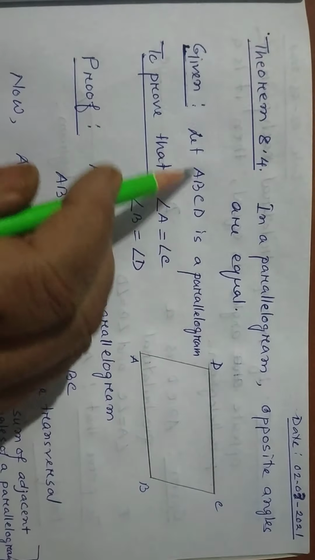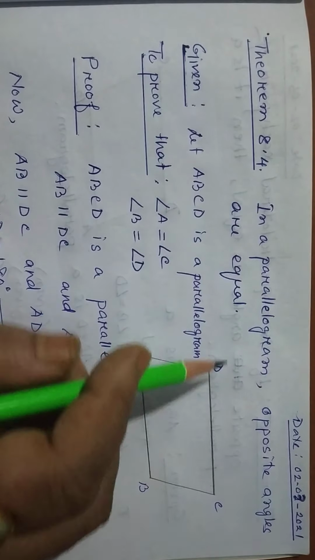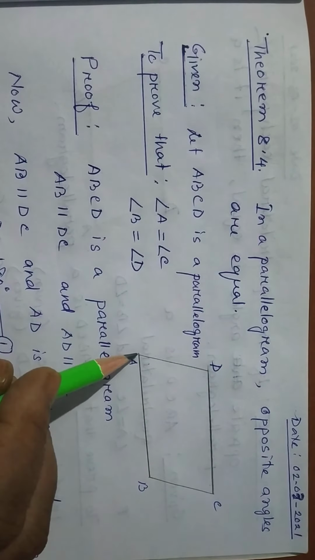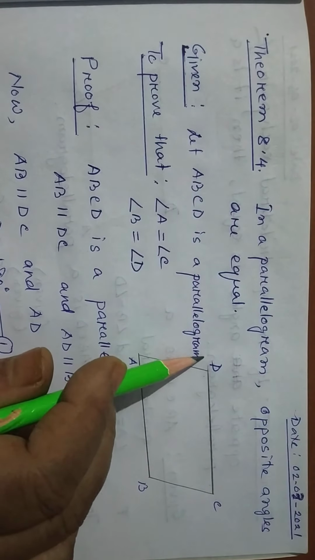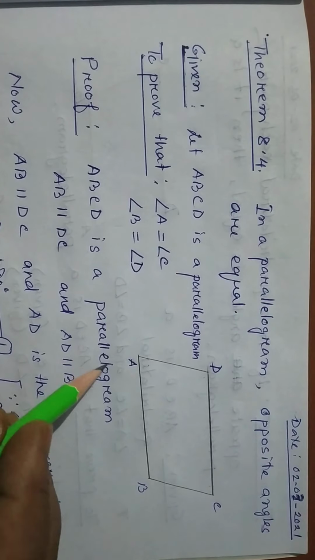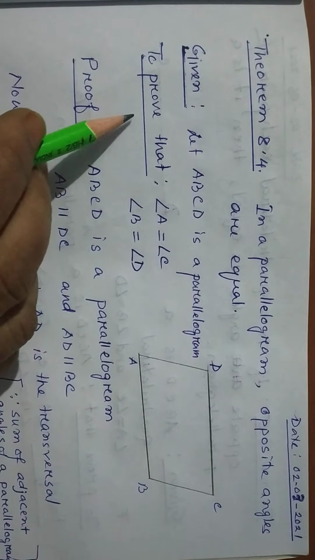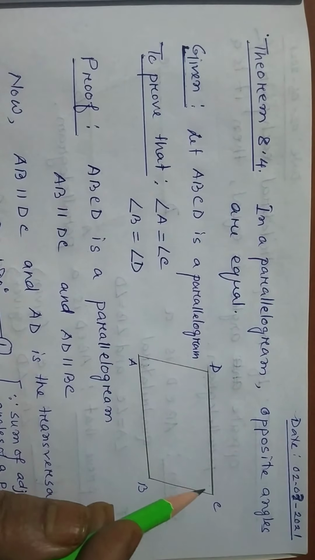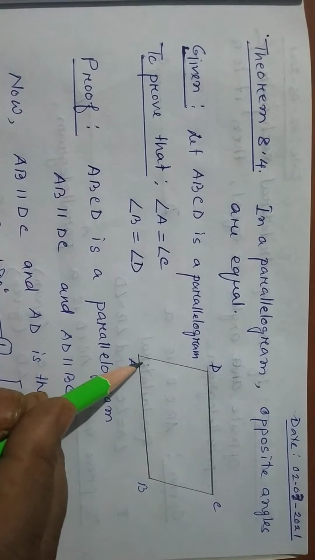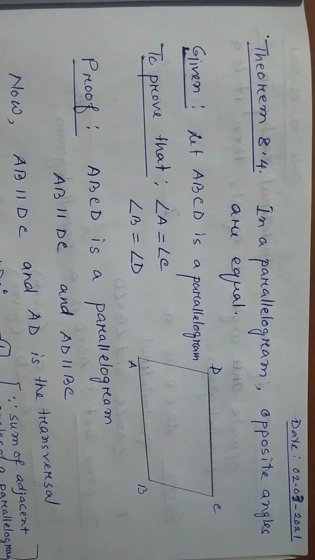Next, theorem 8.4. In a parallelogram, opposite angles are equal. Here given ABCD is a parallelogram, we have to prove that opposite angles are equal. Let ABCD be a parallelogram as given. To prove: angle A equal to angle C, angle B equal to angle D. Why? Because A and C are opposite angles, B and D are opposite angles.